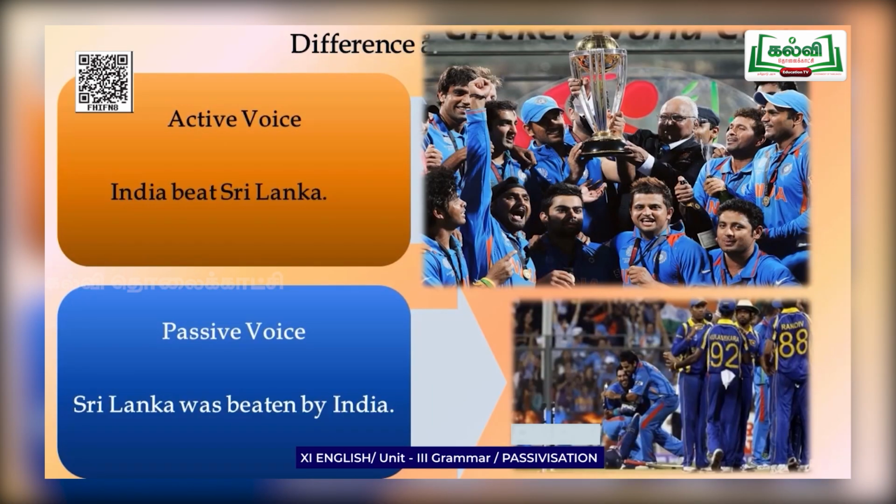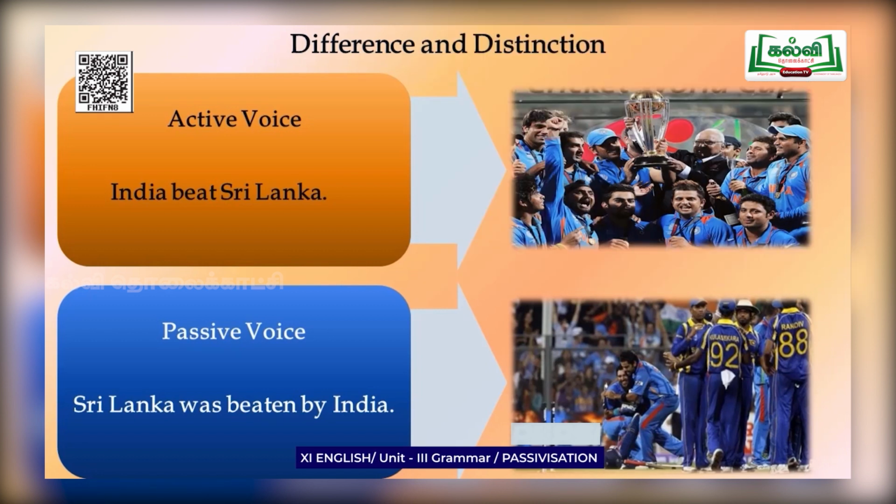Then you may ask a question: why should we use active voice and passive voice in English? The answer lies in the subject. In English, the subject plays a very important role in the sentence. When your discussion is about India, you use active voice. When your discussion is about Sri Lanka, then you use passive voice. The priority of the subject plays an important role in whether you use active voice or passive voice in English. So, it depends on your subject of the discussion.